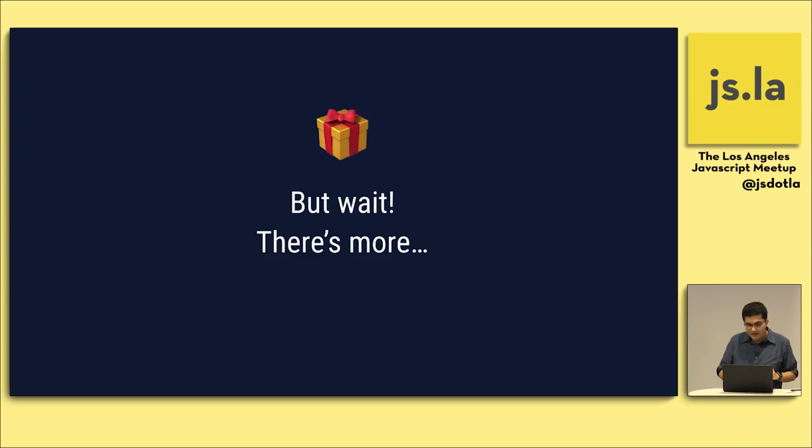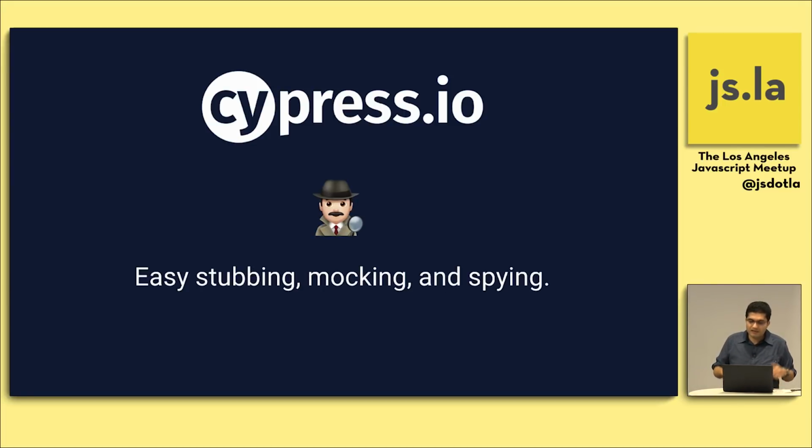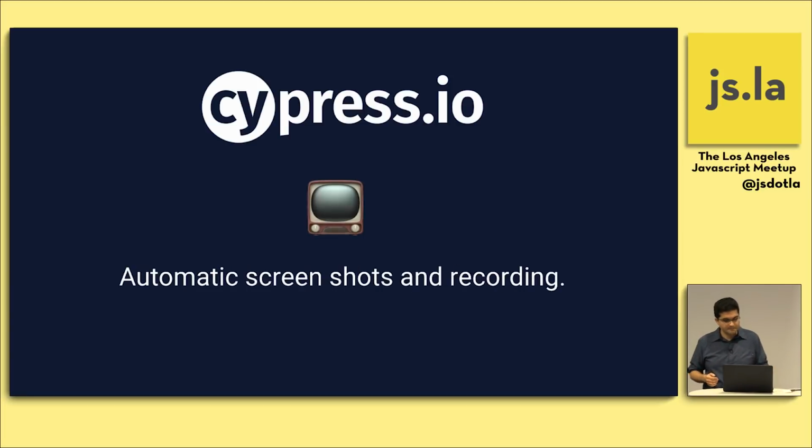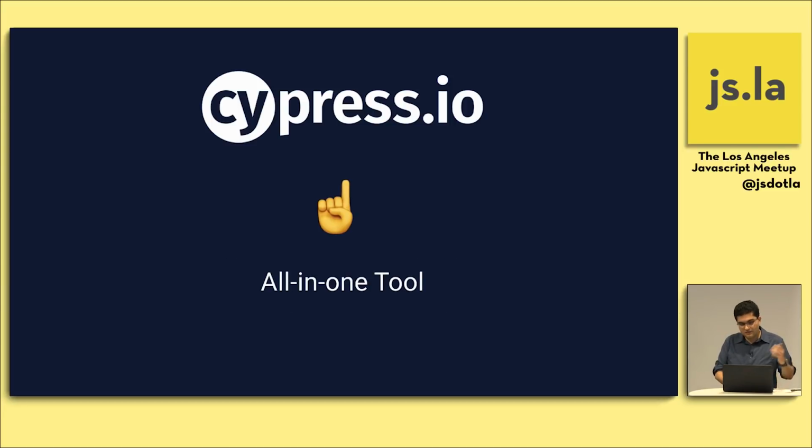But wait, there's still more. With all this, you still get real-time reloading. So as you're changing your code, you can see Cypress automatically rerun tests, which is great for test-driven development. You get easy stubbing, mocking, and spying. These are all the things you've grown to expect out of a testing framework. We even do automatic screenshots and recording, and we'll get to see that. And underneath, it uses Mocha, Chai, and Sinon. So these are familiar tools, so it's not going to be completely new stuff. And you get this all in one tool.